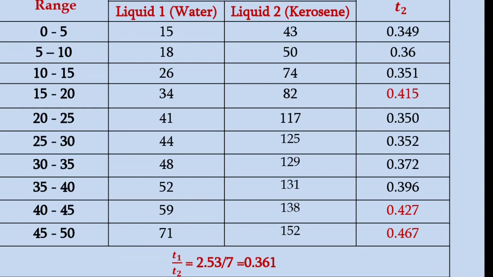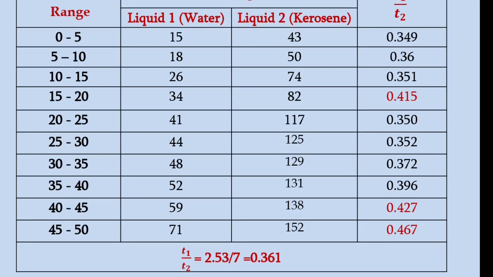And the third value is 26 divided by 74, which gives 0.351. In the same way, we can calculate until the 45 to 50 range. For the 45 to 50 range, we got 71 by 152, which is 0.467. Totally we have 10 readings. Out of these 10 readings, all the readings are almost closer to 0.35.